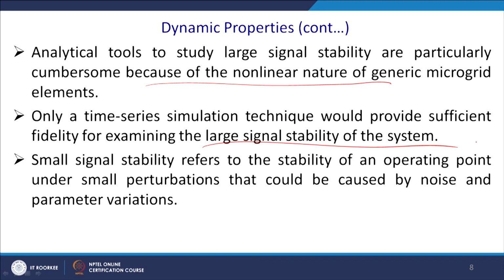On the other hand, small signal stability refers to the stability of an operating point under small perturbations. There are sudden disturbances, and that could be caused by noise or parameter variations, solar radiation change and all those things. And how the system would respond, generally it will settle down to the same operating point.